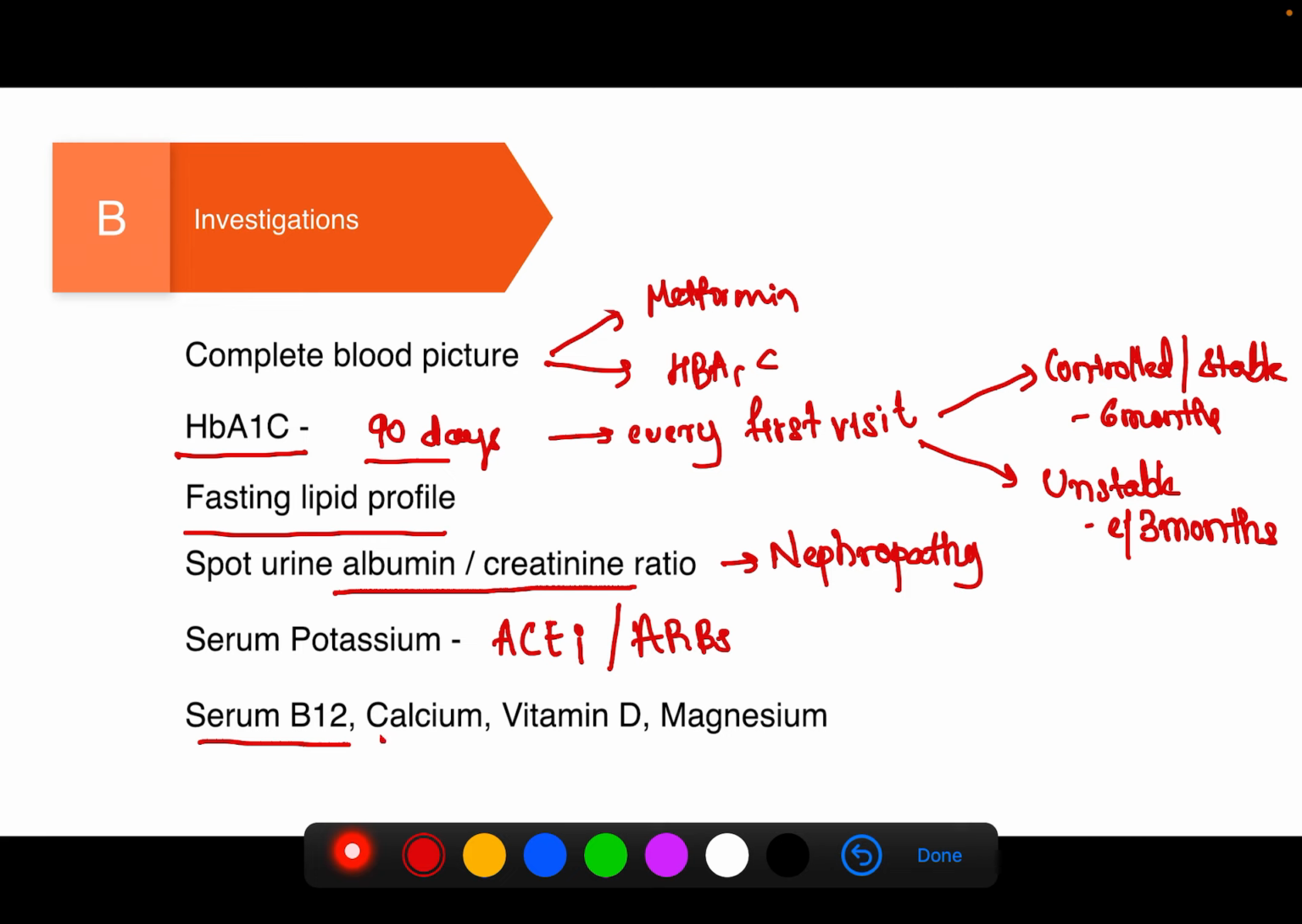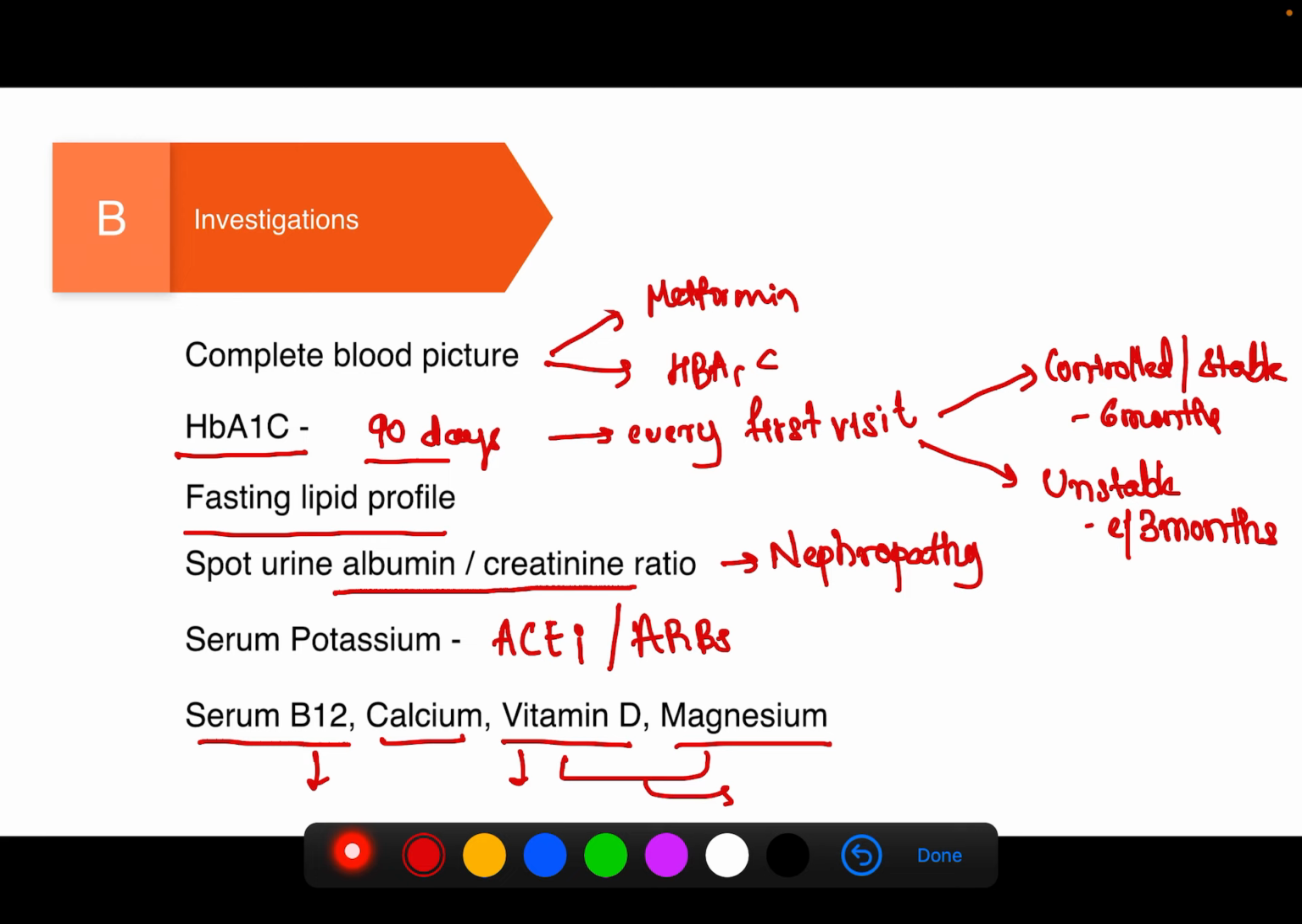You can also get serum B12, calcium, vitamin D, and magnesium done. Vitamin D and magnesium deficiency can be seen in diabetics. Vitamin D at least is very important for diabetes. B12, vitamin D, these are very important. If you are unable to get all four done, at least get these done.